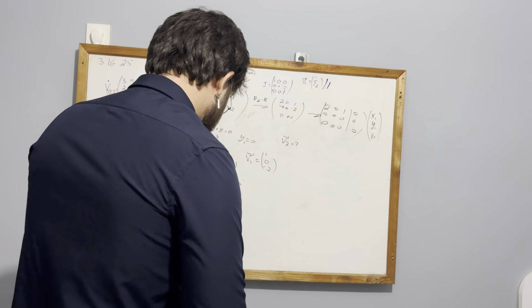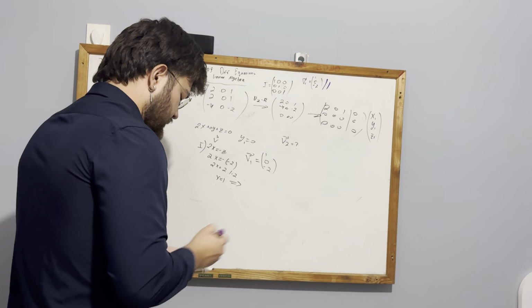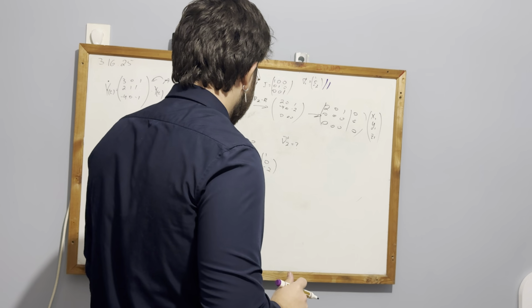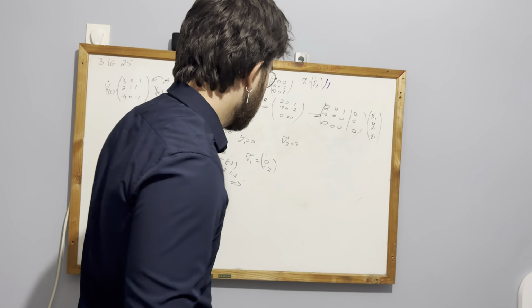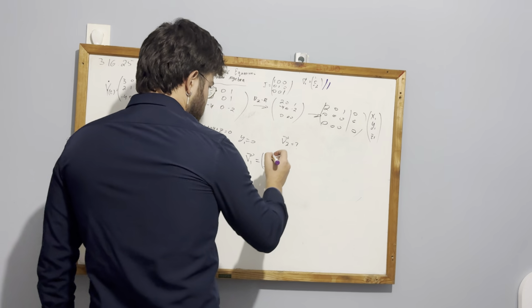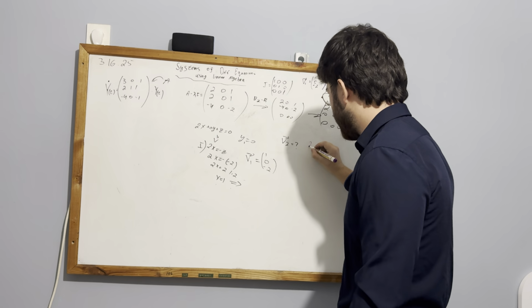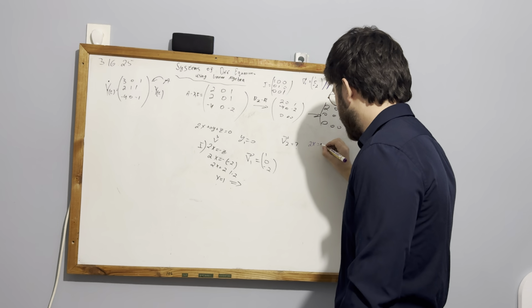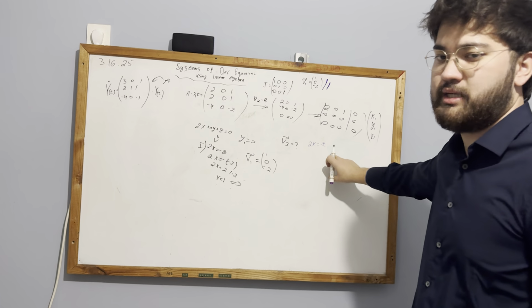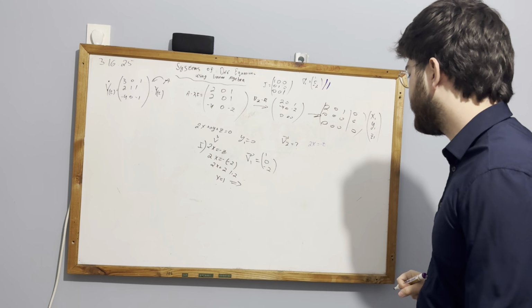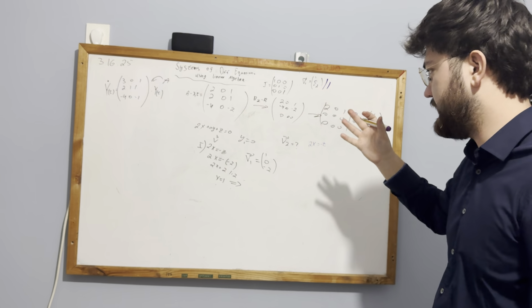So I'll change a marker. V2, how do we get V2? So we can have this equation, right? 2x is equal to minus z. I really hope you can see it, and that it doesn't reflect the light.